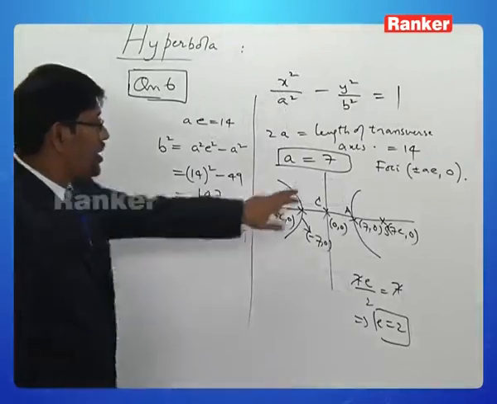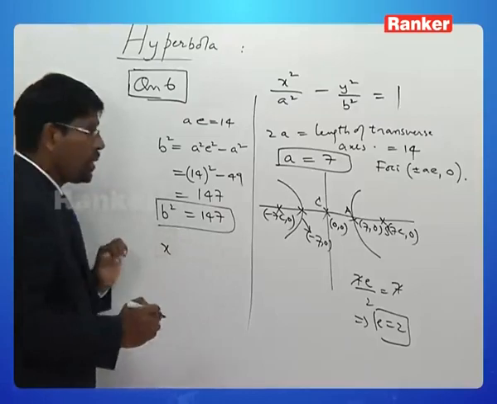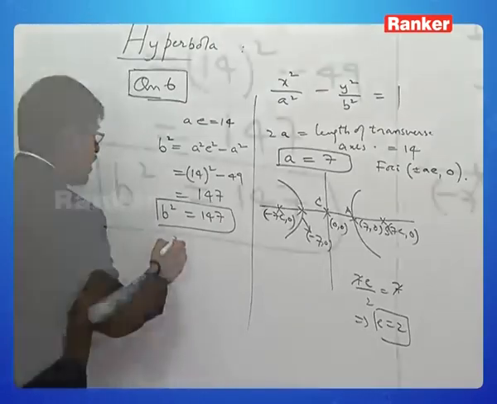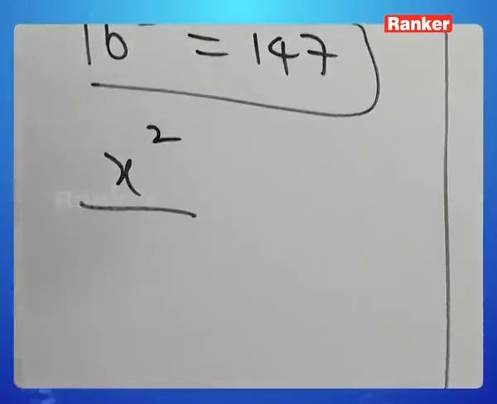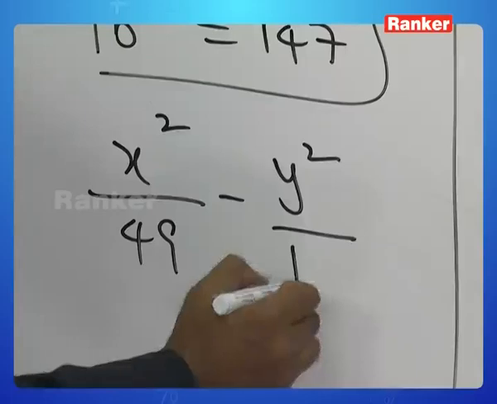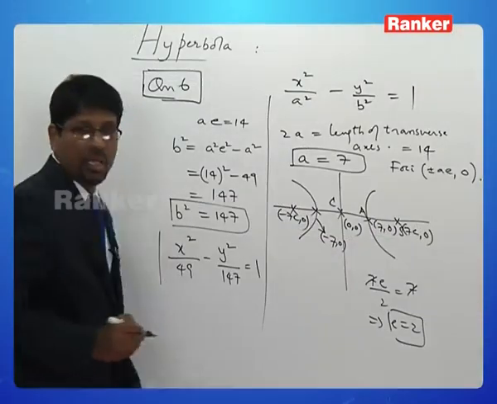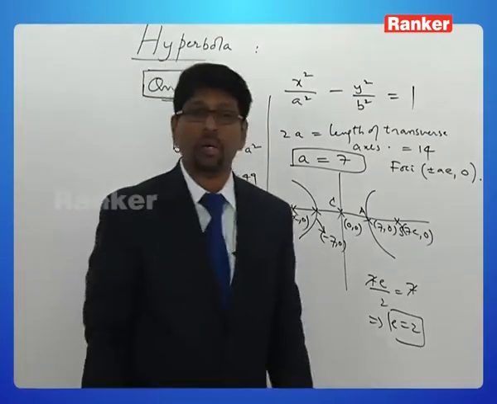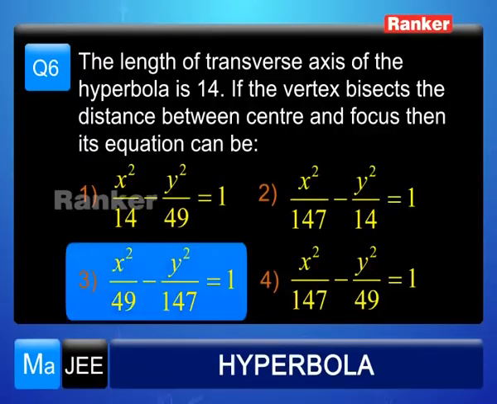What was A square for us? 49. So what can be the equation of the hyperbola? X square by A square, that is 49, minus Y square by 147 is equal to 1. So that is appearing in option 3, right? Therefore, option 3 is the right answer.